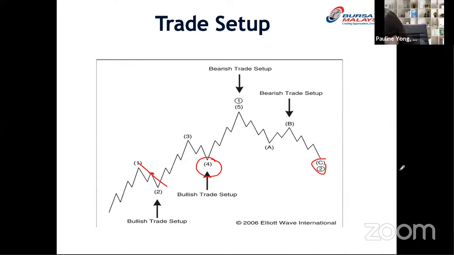So let me answer some of the questions. Is it true that if wave 2 is a complex wave, then wave 4 will be a simple wave? For this rule of alternation, I have seen sometimes they are the same. I have seen it before. So if you ask me whether it has to be a strict rule, I will say no, not necessarily, because sometimes it can be the same.